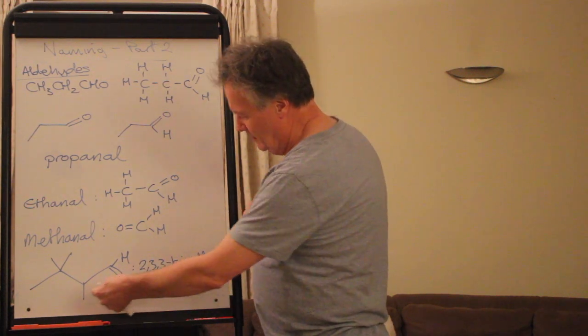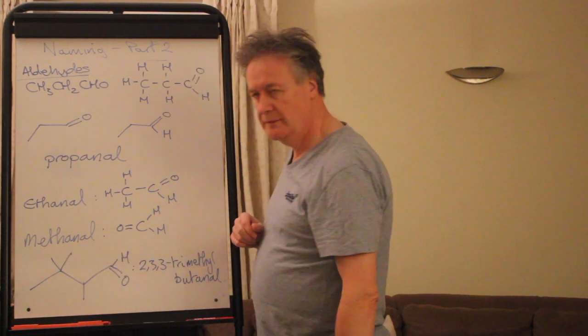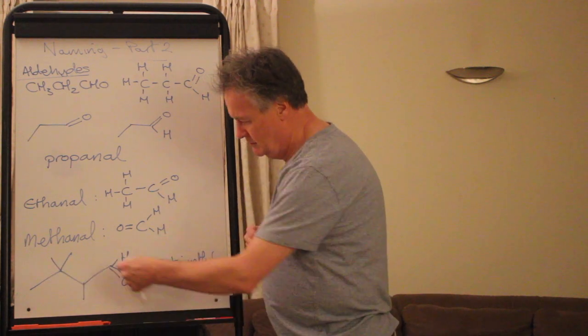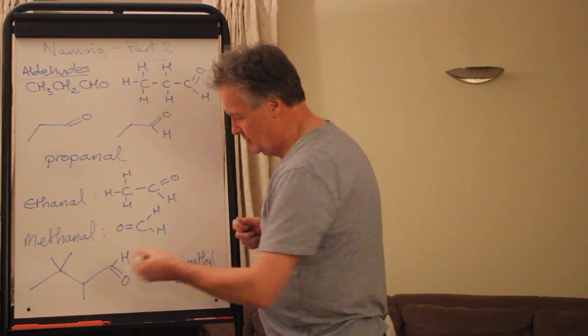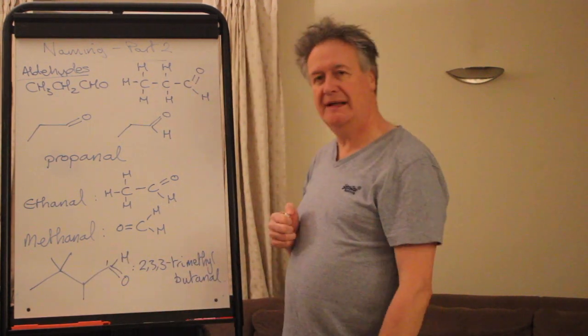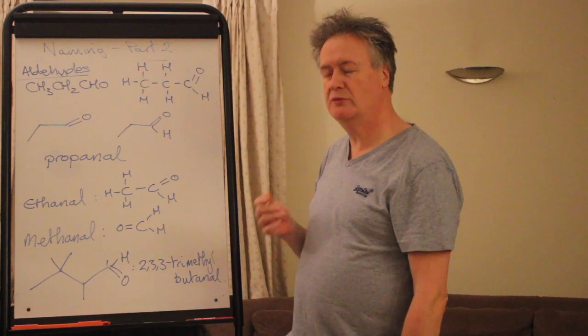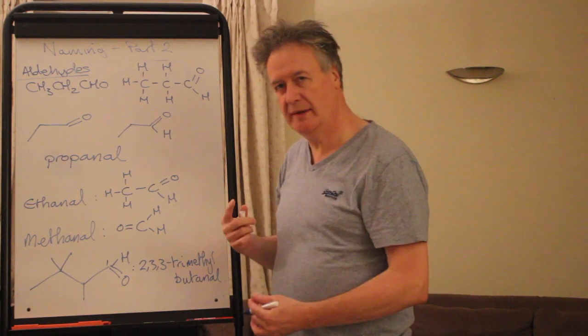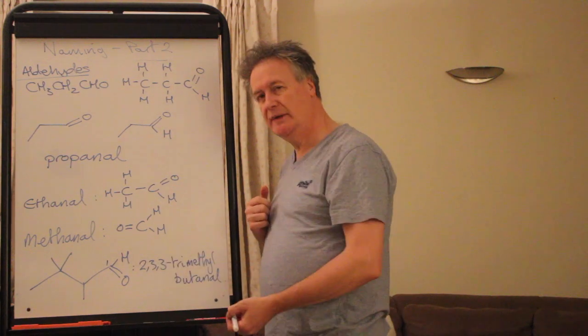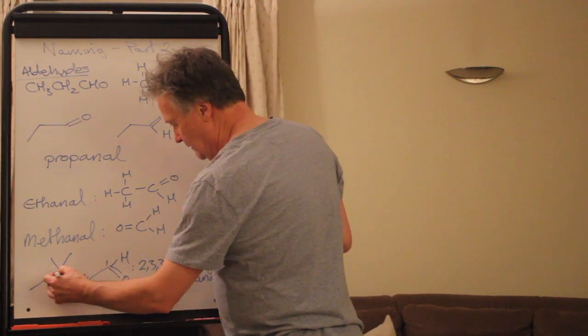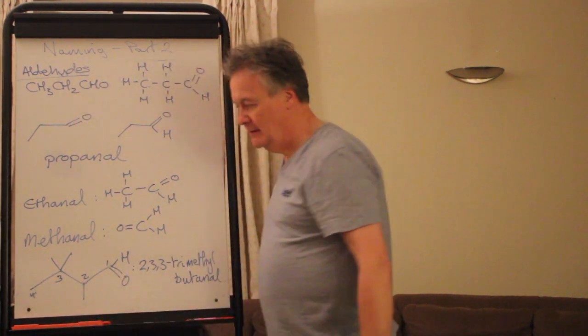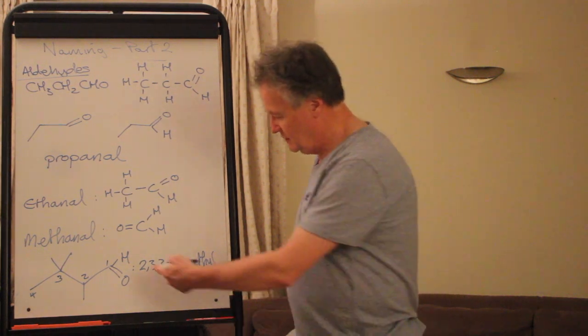And this one has 1, 2, 3 methyl groups, 4 carbons down the carbon chain. Now the aldehyde group, by what's called priority, and I'm going to do a little bit about priority in a moment, has to be carbon 1. So there they go down the chain. So it's 2, 3, 3.